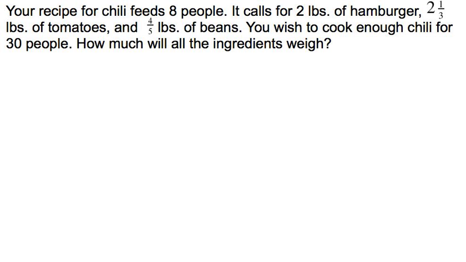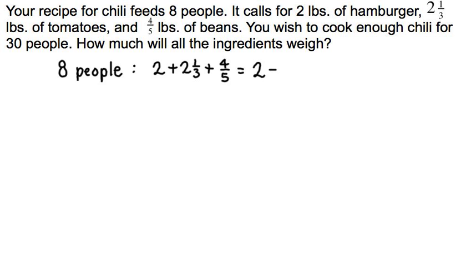Well, let's first look at how much our ingredients weigh for 8 people. Our recipe for 8 people, if we add up all the weights of the ingredients, 2 plus 2 1/3 plus 4/5, we have to get common denominators. The 2 is okay. 2 1/3 and the 4/5 need to have common denominators. 3 and 5, the lowest multiple of 3 and 5 is 15.